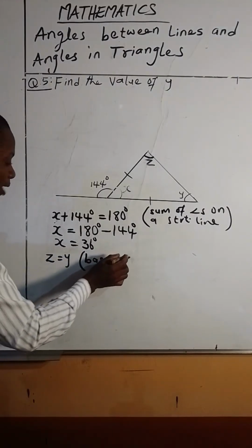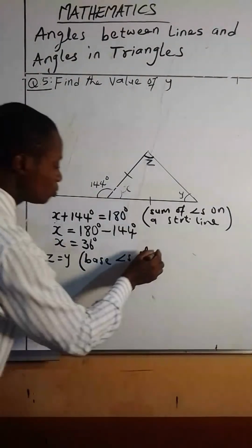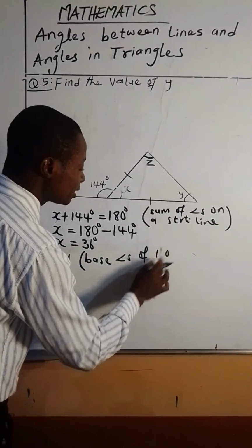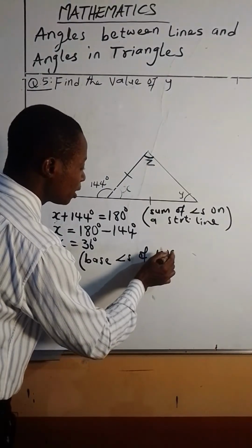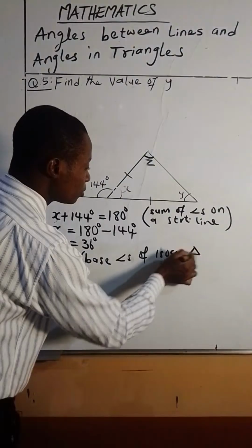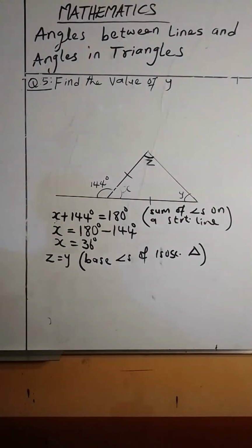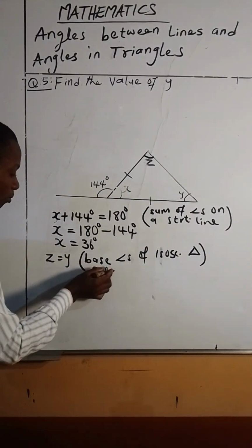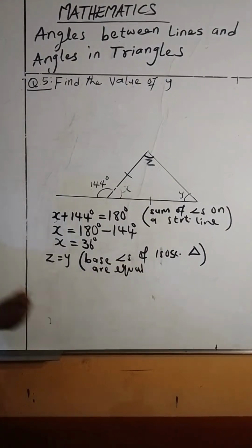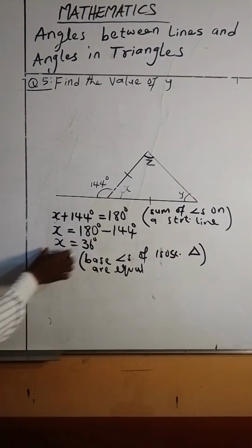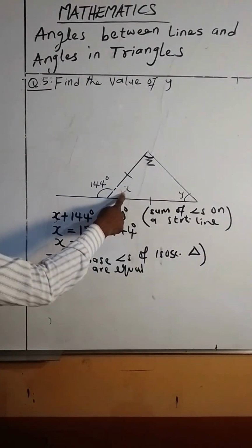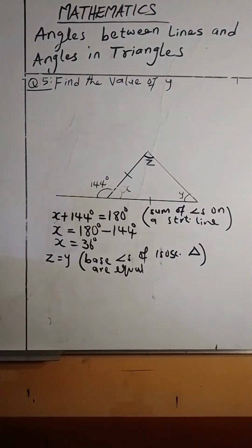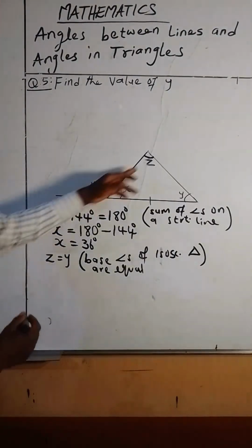Call it base angles of isosceles triangle. Base angles of isosceles triangle are equal. So they are equal, that is the meaning. So if they are equal, it means that each of them will take half of what is left when x is subtracted from 180, all right? Each of them will take half of what is left when any of them is subtracted from 180.